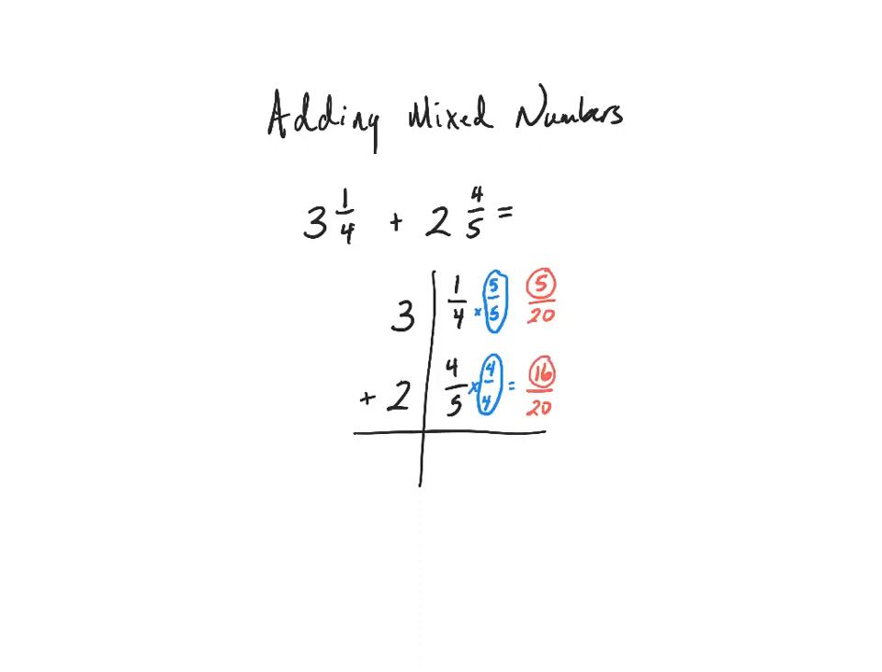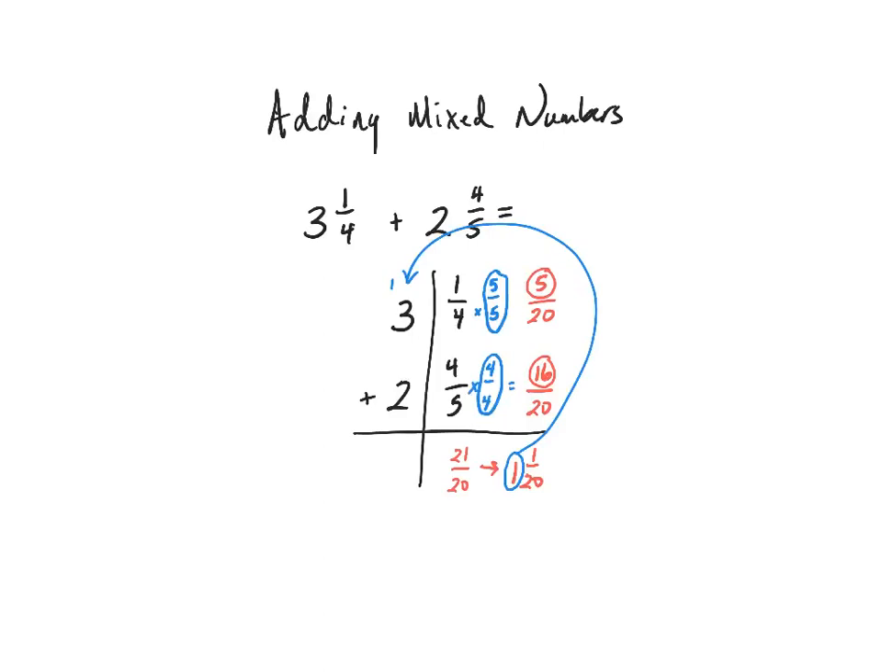5 plus 16 gives me 21/20. Before I even move to the whole numbers, I'm going to see if this is more than 1 whole. Because 21 is greater than 20, it is more than 1 whole. It is an improper fraction. So I'm going to change this to a mixed number. As a mixed number, this becomes 1 and 1/20. And what I'm going to do next is take this 1 whole right here and carry it up to the whole number column.